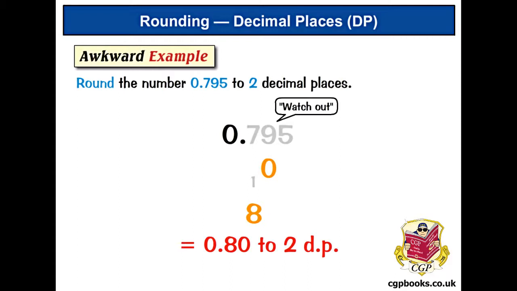It's very important you remember to write the 0 at the end. That's this one. Otherwise, there's only 1 decimal place and not 2.